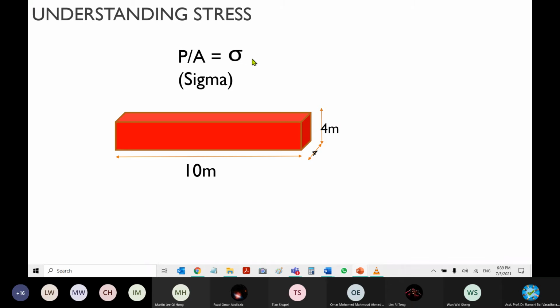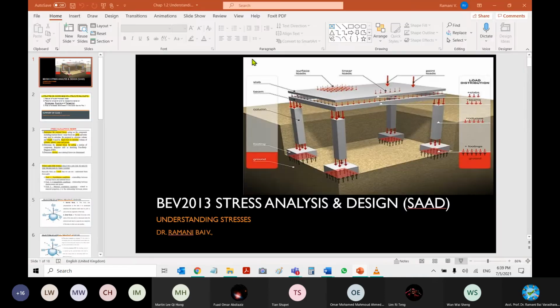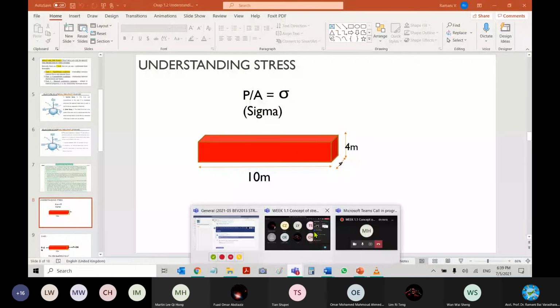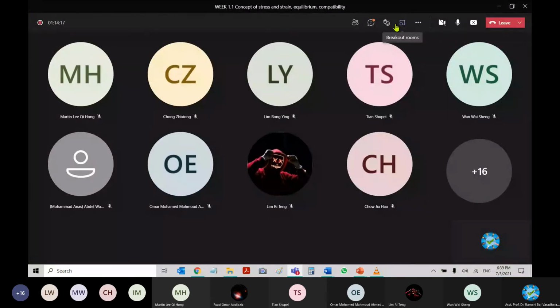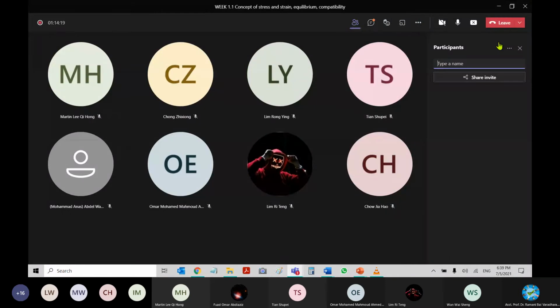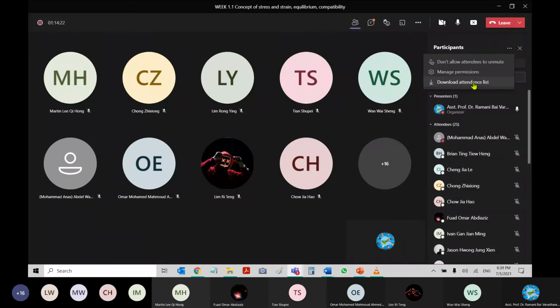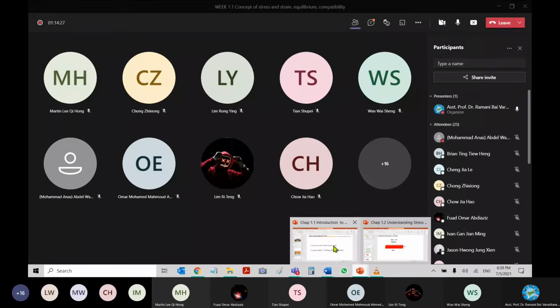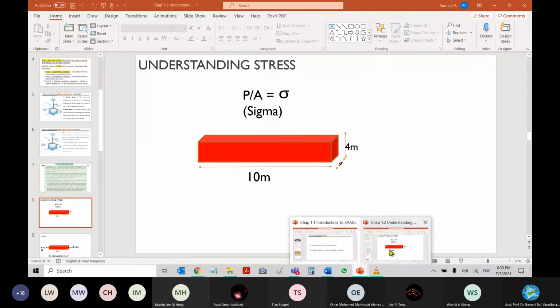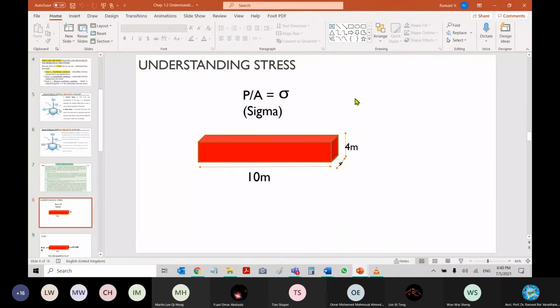What is the unit of stress? Unit of stress, please. What's the unit of force? I mean the stress, quickly. Last class I explained the very basics. This is Newton, right? Newton over meter square. Yes, Newton over meter square.